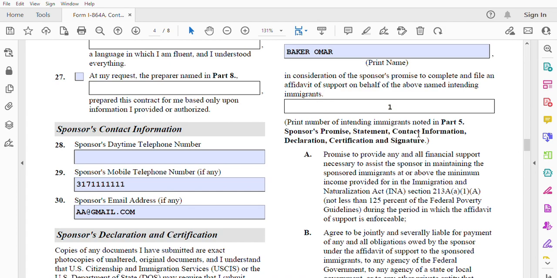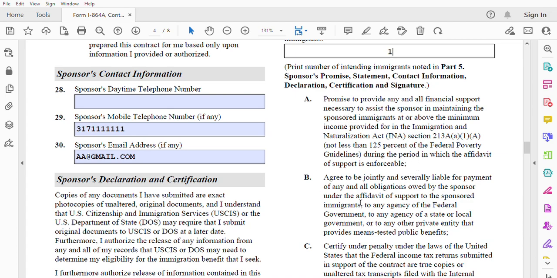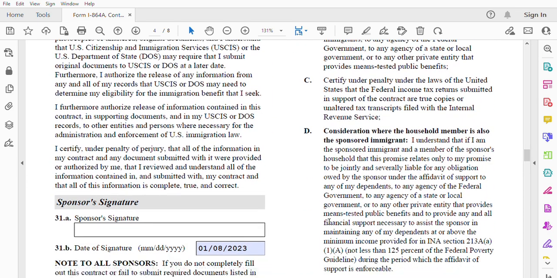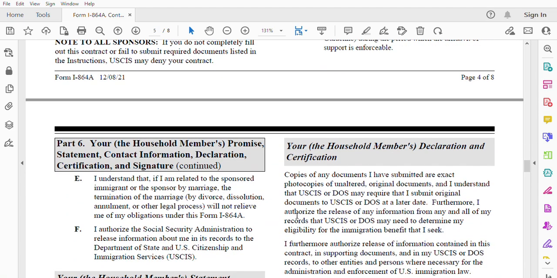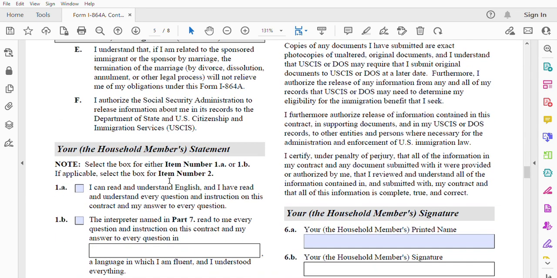Sponsor's promise, statement, contact information, declaration, certification, and signature. And you're gonna go through all this. I want to mention something. When you sponsor someone, you cannot stop sponsoring that person until he becomes a US citizen or that person is deceased. You gotta remember that. So we're still on part 6, the household promise statement. It's the same thing. I can read and understand English, and I have read and understand every question and instruction of this contract, and my answer to every question.